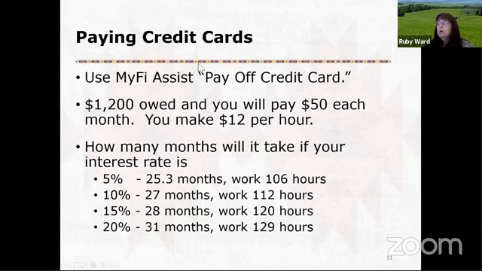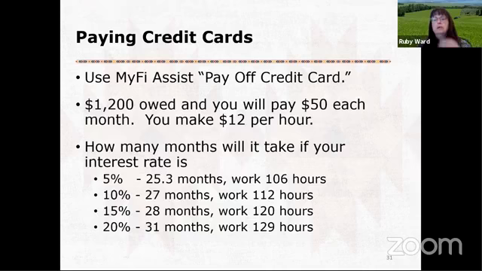So we're going to pay off the same $1,200 on that credit card. We're paying $50 each month, but this is saying that with different interest rates, you're going to have to work more hours. And the reason I bring this up is because sometimes you see two people in very similar situations with the same job and the same other things, but one just seems to always, you know what I mean, have a little bit more in their lifestyle than the other one.